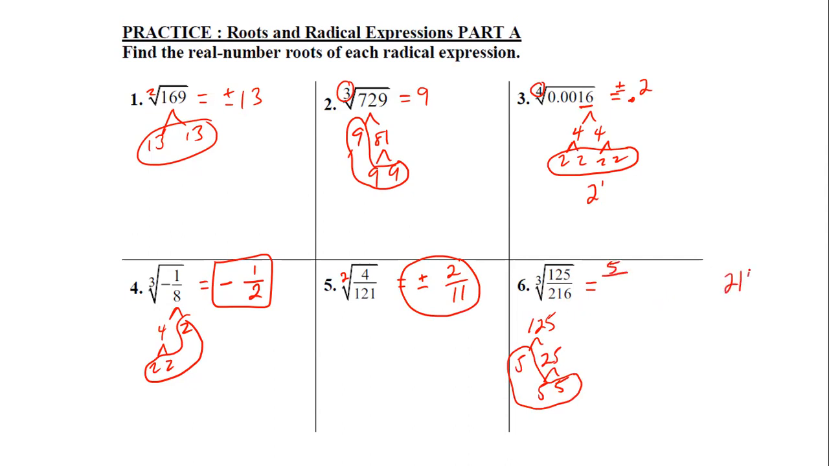216, so I'm going to break down 216. I'm going to use 3. That's going to give me 72. I'm going to break down 72. I can do 8 and 9. Break down 8, that gives me 4 and 2, 2 and 2. Break down 9 gives me 3 and 3. I have one group of 3, and I have one group of 2s. Notice that I have 2 separate groups, so therefore they're being multiplied. So the cube root of 125 over 216 is 5 over 6.